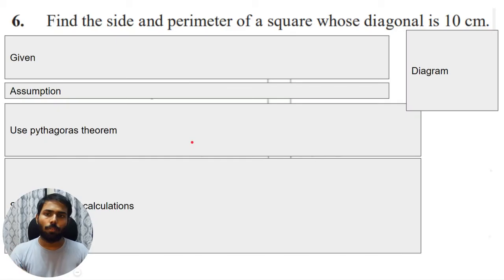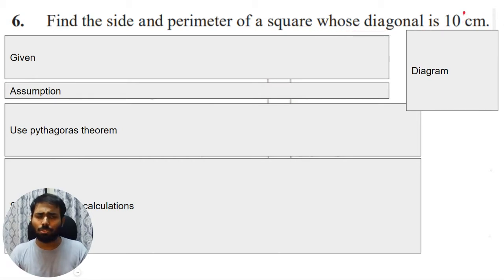Okay, now we can start solving sums. The first question is question number 6 of practice set 2.1. It says find the side and perimeter. What is the meaning of perimeter? For whichever shape you have, the addition of the lengths of all sides is known as perimeter. The number you get by adding the lengths of all the sides is called the perimeter. So, find the side and perimeter of a square whose diagonal is 10 centimeters.